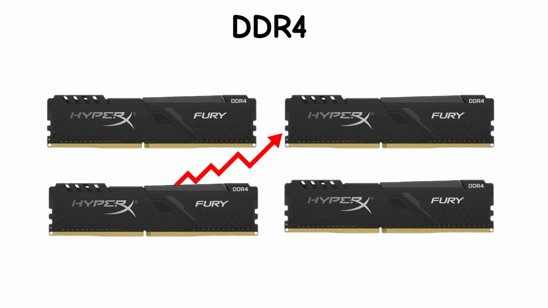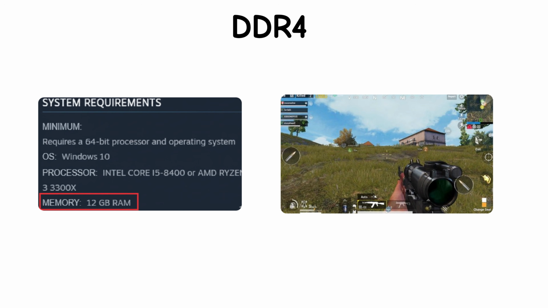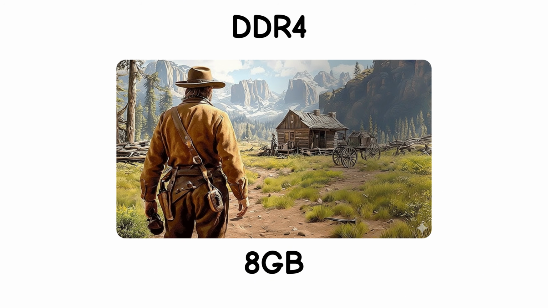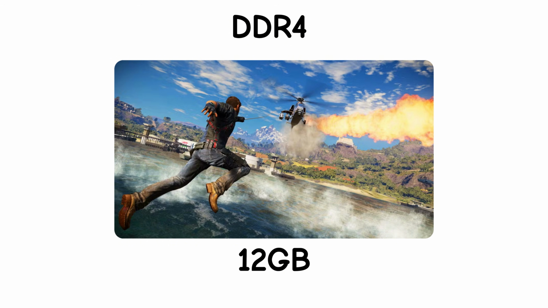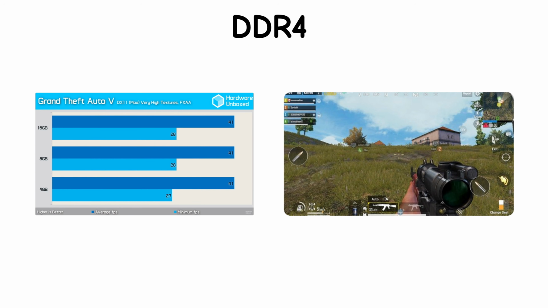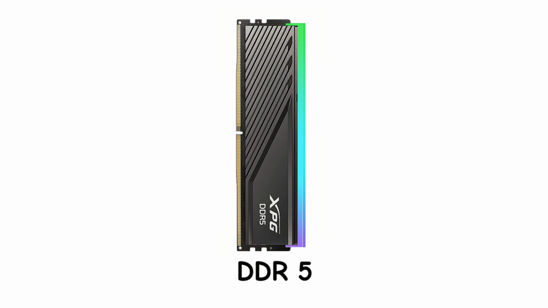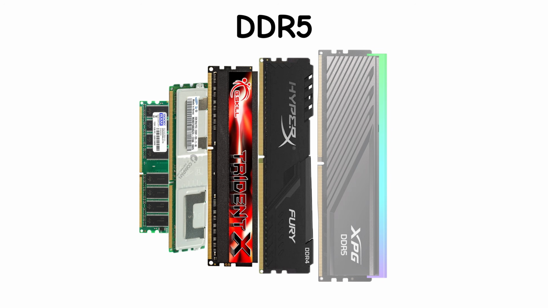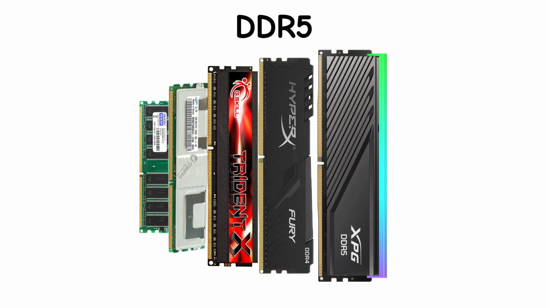More RAM does help, but only up to a point. If a game needs about 12 gigabytes to run properly, playing with 8 gigabytes can still be possible, but performance will suffer. At 12 gigabytes, it should feel smooth because you're meeting what it needs. Going from 12 gigabytes to 16 gigabytes usually won't boost FPS much more because the system already has enough memory for that workload.